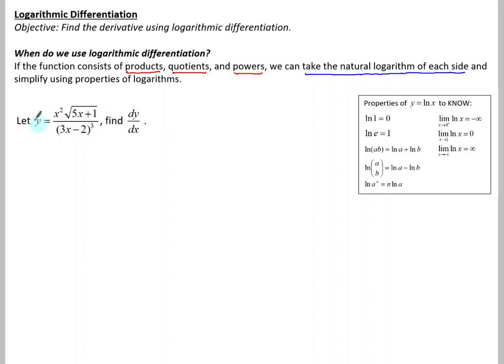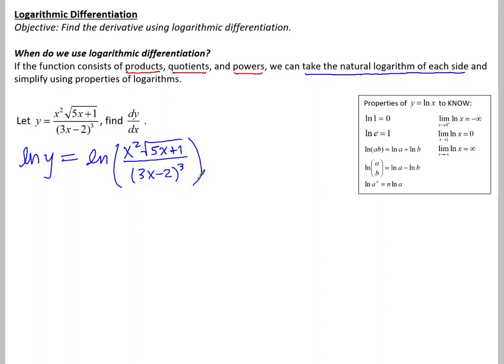Well, let's see. The natural log of the left side looks like this, natural log of y. And then the natural log of the right side looks like this, natural log of x squared times the square root of 5x plus 1 over 3x minus 2 cubed. At first glance, it looks like it's made this more complicated. But because this side is now a logarithmic expression, we can simplify using properties of logarithms.